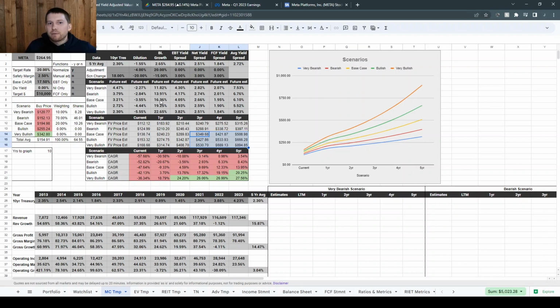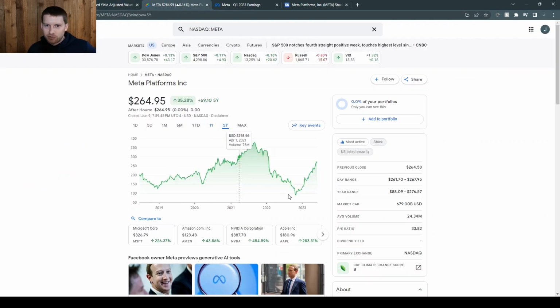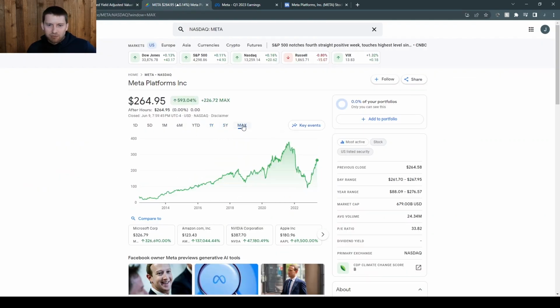With Meta right now, nothing has changed regarding my valuation. If I was looking to build out a position in this right now, I would still be wanting to get in that 194 area for the base case, 152 for the bearish, and 120 for the very bearish. I still think the thesis holds. I think sentiment has changed drastically, and the negative sentiment is really what led us to the amazing opportunity to accumulate this at 5-year lows.